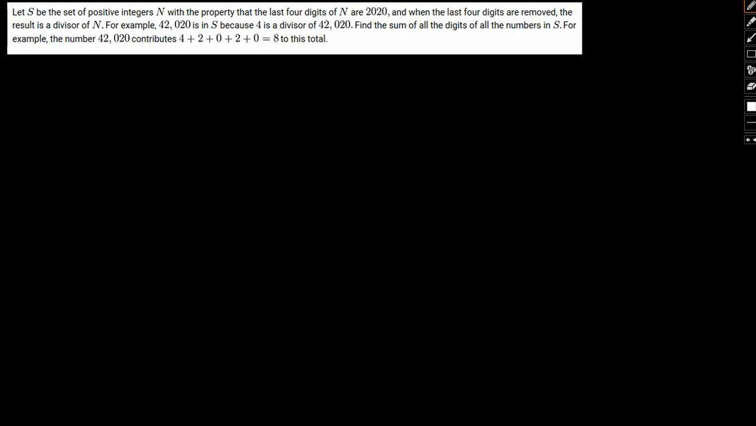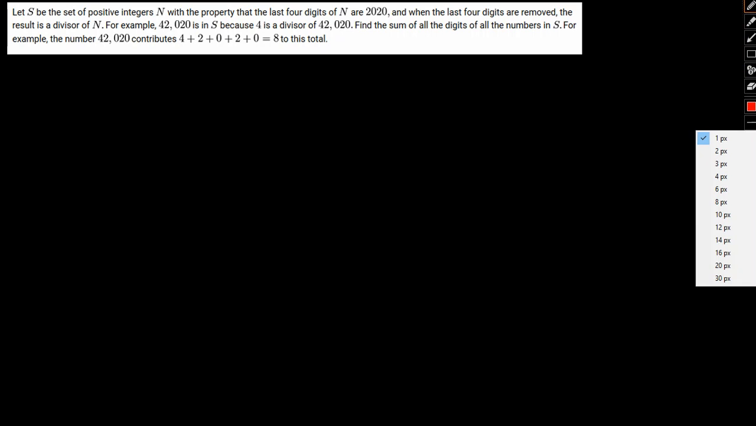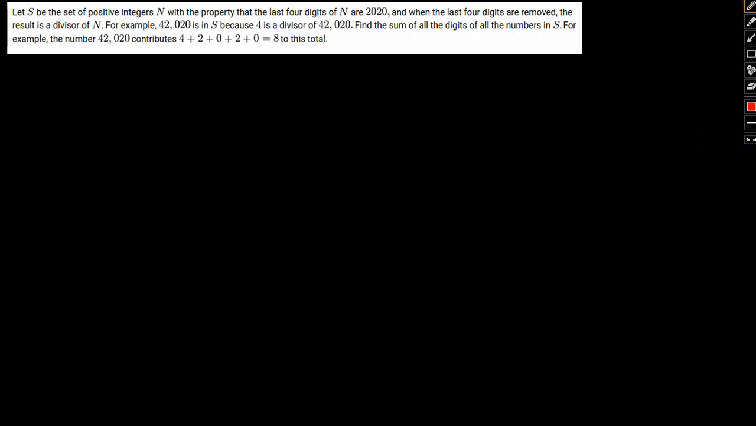Let S be a set of positive integers n with the property that the last four digits of n are 2020, and when the last four digits are removed, the resultant is a divisor of n. An example is given here, so let's take a look at the example itself.